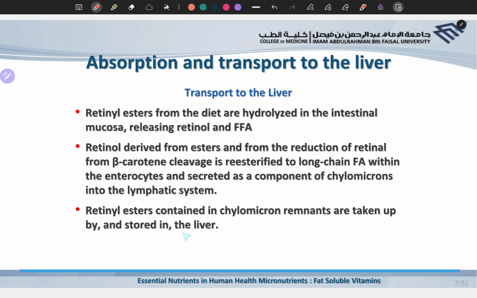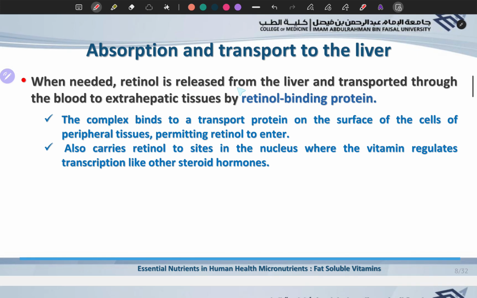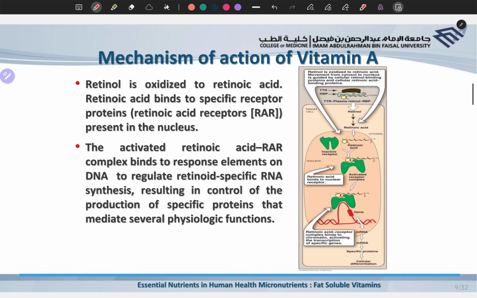Now, when needed, the retinol is released from the liver and transported in the blood to the extrahepatic tissues by binding to retinol binding protein. The complex binds to a transport protein on the surface of the cells, the peripheral tissues, permitting retinol to enter. It carries retinol to the nucleus, where the vitamin regulates transcription like all other steroid hormones. Is it clear? The mechanism I already told you.